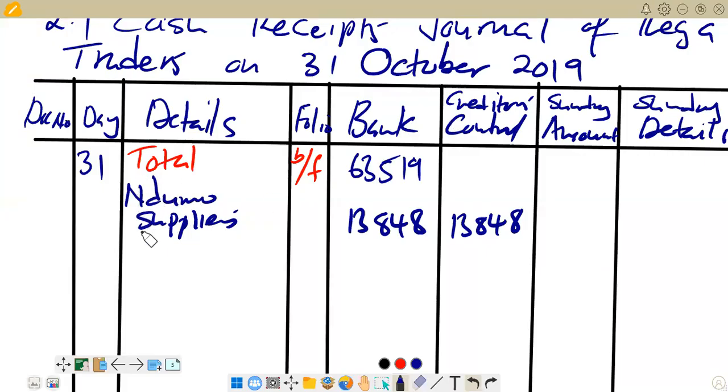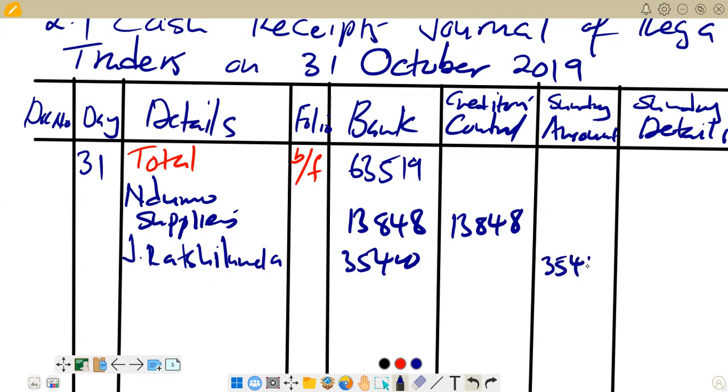So this deposit is going to come here under the cash receipt journal, and it's from J. Rashalumela. The amount is 35,400, and it's not a creditor, so you're going to put it under sundry accounts. Then on the description, remember it's rent, so you're just going to say rent income.